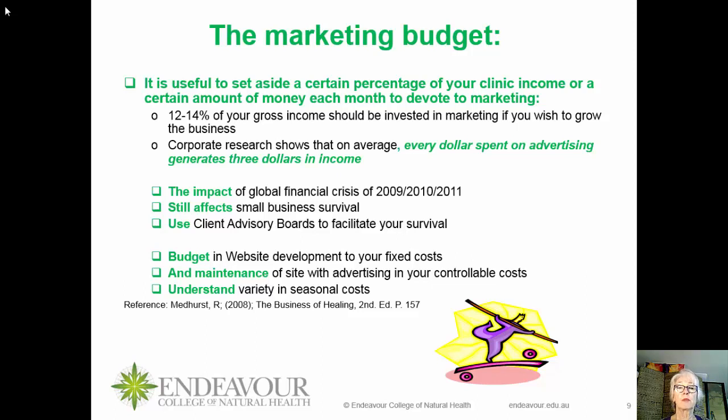So 12 to 14% of your gross income should be invested in marketing if you wish to grow the business. Did you hear that? 12 to 14% of your gross income. So you think about that in terms of your monthly income, 12 to 14% of your monthly income, and that becomes perhaps a more feasible way of calculating it. Corporate research shows that on average, every dollar spent on advertising generates $3 in income. Good to know? Okay. So if you put out $1, you should get $3 back. Put out $10, you get $30 back.